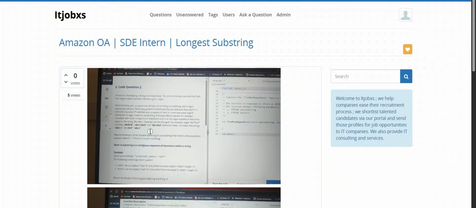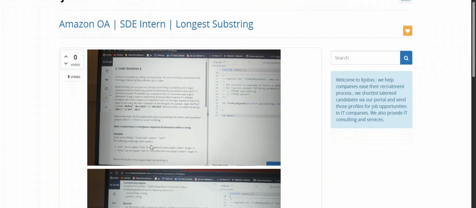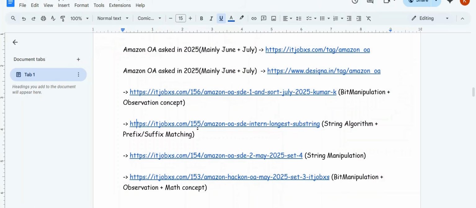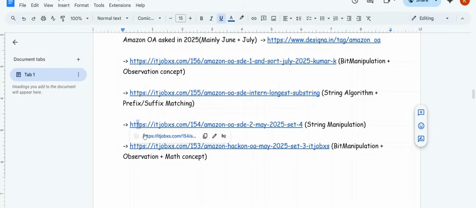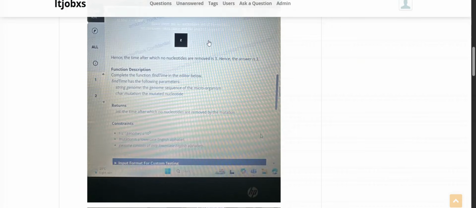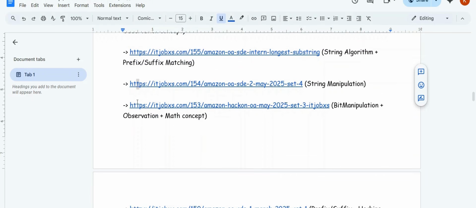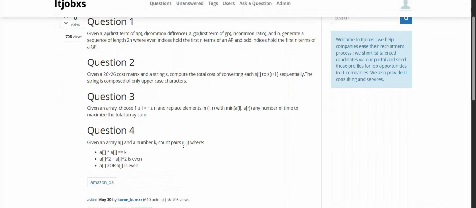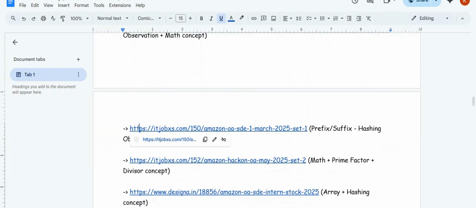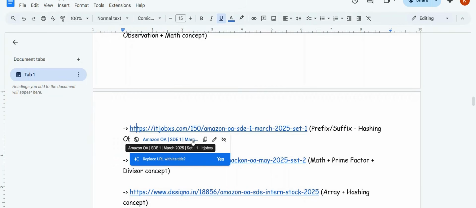Now let's go to another problem which was asked. All these problems were asked just a few days back. Longest substring: this is a KMP string algorithm problem. It's a hard unseen DSA problem. You need to apply observations and string algorithms in it. Now if I go below, one more problem here is totally based on string manipulation. I am just showing you these problems so we can analyze what type of problems they generally ask. This problem is based again on bit manipulation plus observation plus mathematical concepts. Yeah, Karan Kumar was the name of the poster, that's my name only.